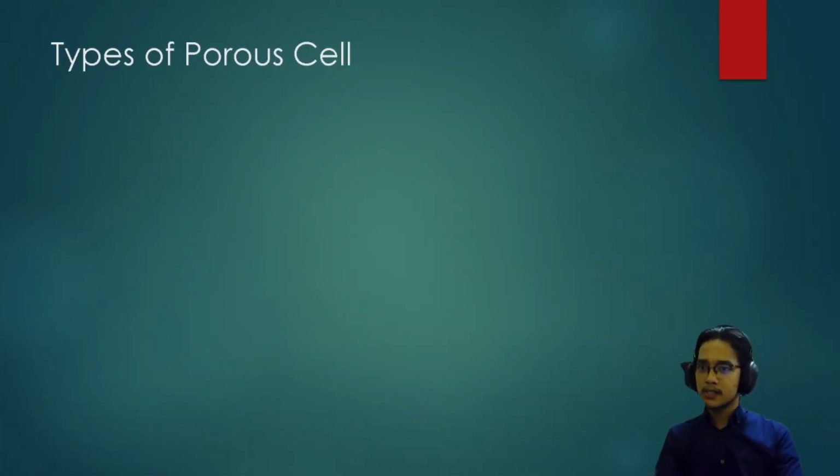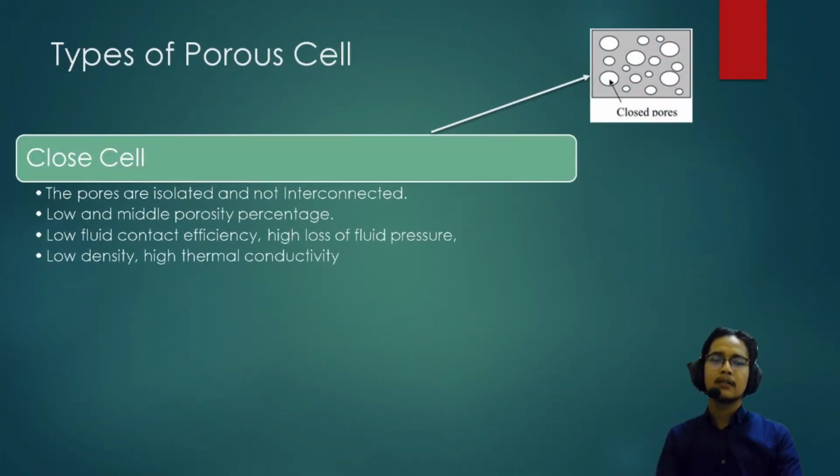Next, types of porous cell. Basically, there are two types of porous cell, which are closed cell and also open cell. For closed cell, the pores are isolated and not interconnected. Closed cell also has low density, high thermal conductivity, and usually the percentage of porosity in closed cell is low and also middle.